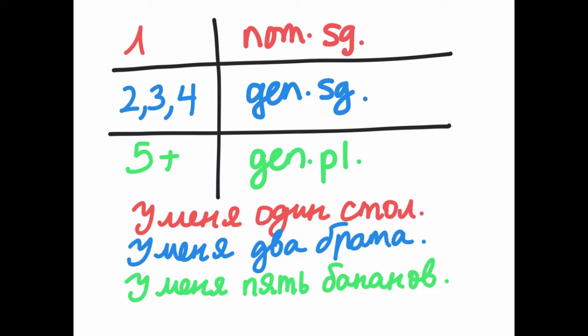So here's our pattern. When something ends in 1, nominative singular. When something ends in 2, 3, 4, genitive singular. When something ends in 5 or above, genitive plural. And remember that includes all of the teens. All of the teens are genitive plural.